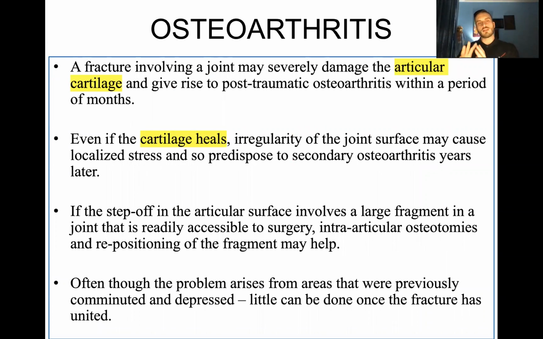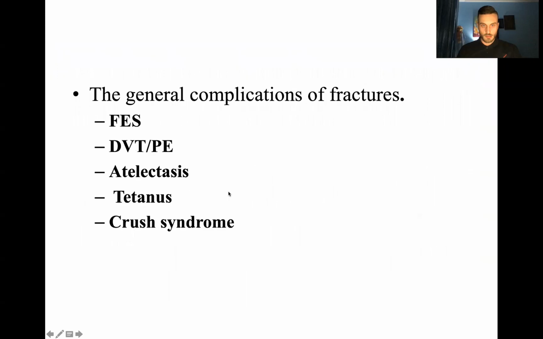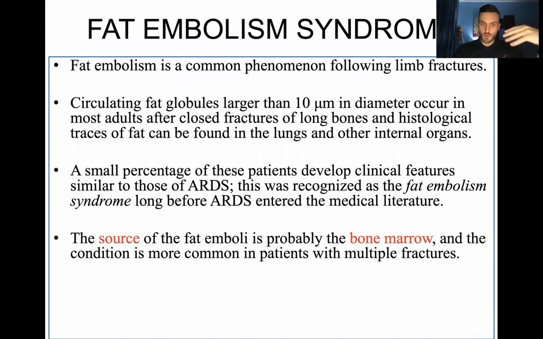Osteoarthritis, we will have a special lecture talking about osteoarthritis, but if the fracture is involving the articular surface and it is not reduced anatomically, there will be osteoarthritis. General complications, we have fat embolism, DVT or PE, atelectasis, tetanus, or crush syndrome. We're going to go through them very fast.